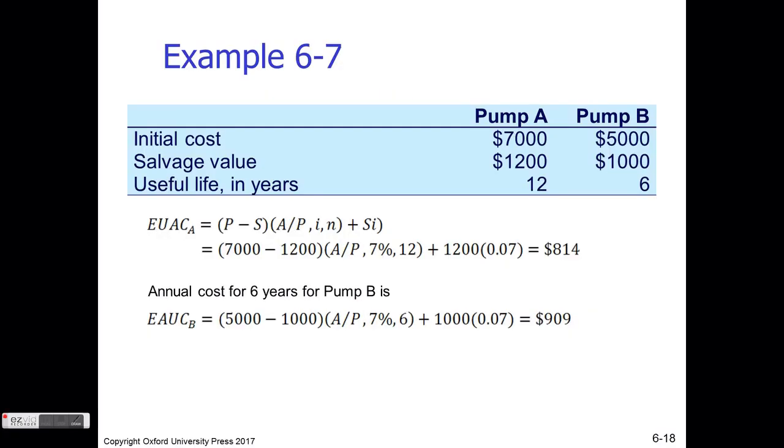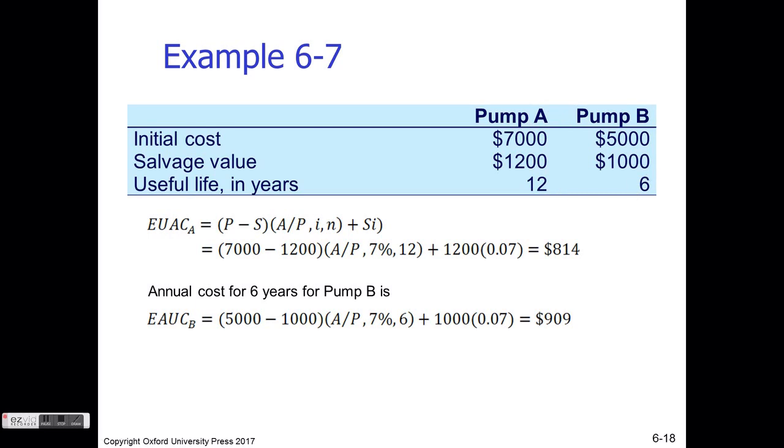Example 6.7. Now, this is very interesting because what we see here in this example is the use of two different pumps, pump A and pump B. The initial cost of the pump is $7,000 and the salvage value is $1,200 and $1,000. But listen here, the useful life is going to be different, correct? It's going to be 12 and 6. For pump A is going to be 12 and 6. So how are we going to work with that?